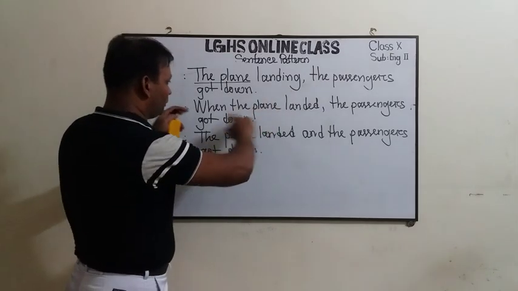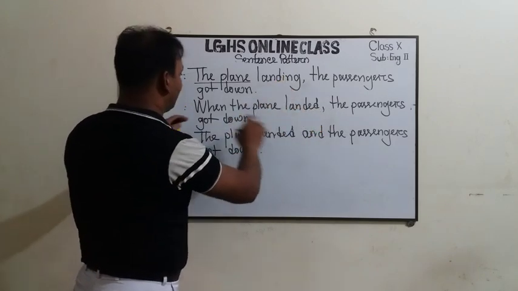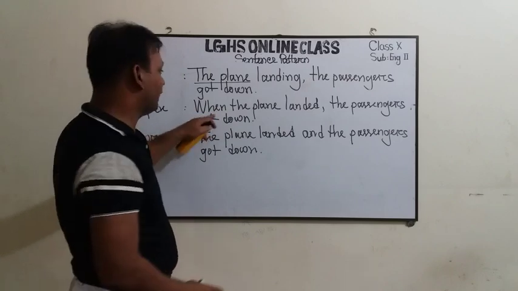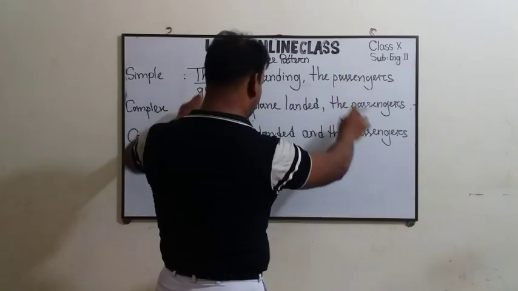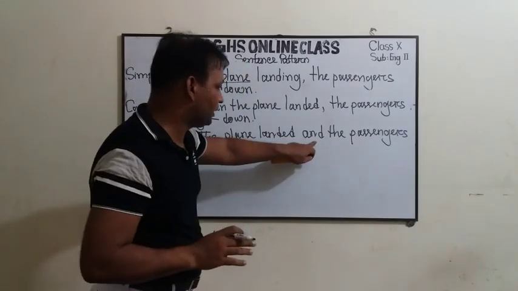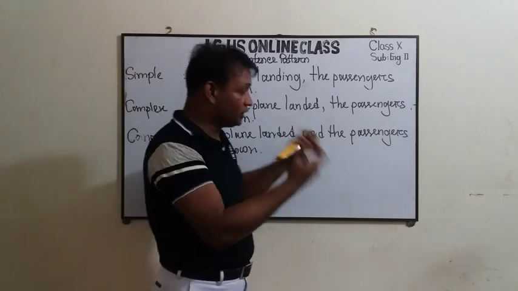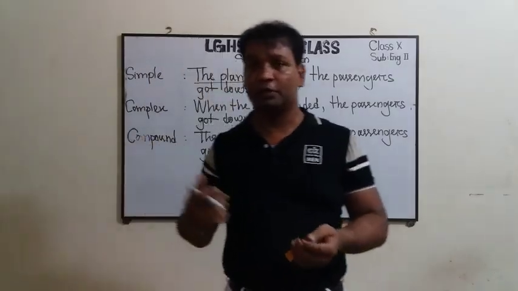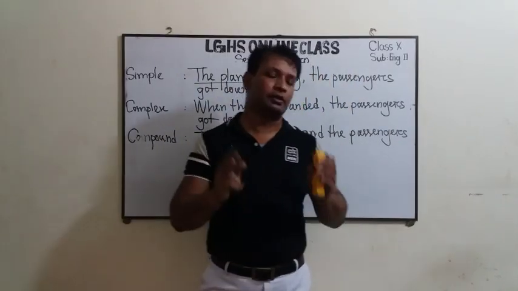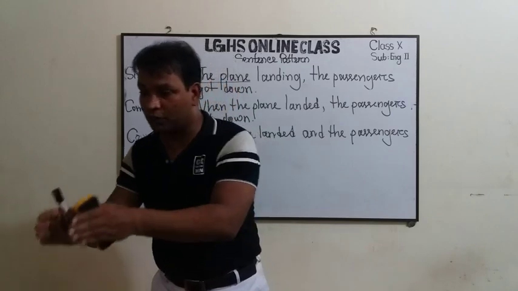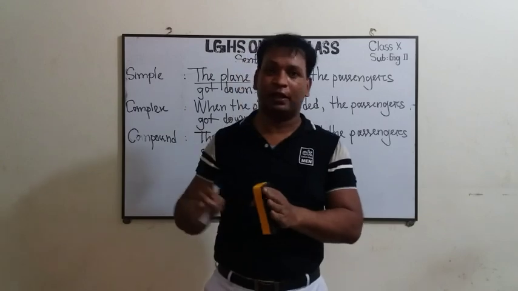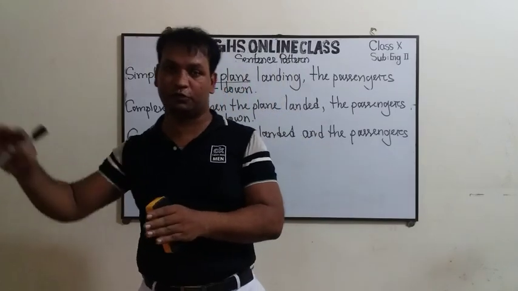And in complex sentence, this absolute phrase has become a subordinate clause introduced by when. And in compound sentence, these two actions have become two coordinate clauses connected by and. Following this technique, you can make many more simple, complex and compound sentences. For example, democracy being a popular form of government, every people is following it. Here, every people stands for every nation.